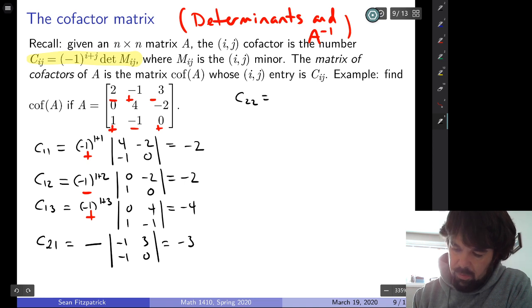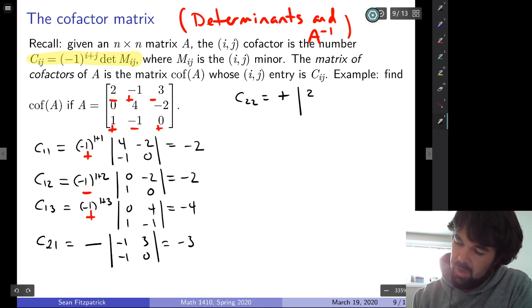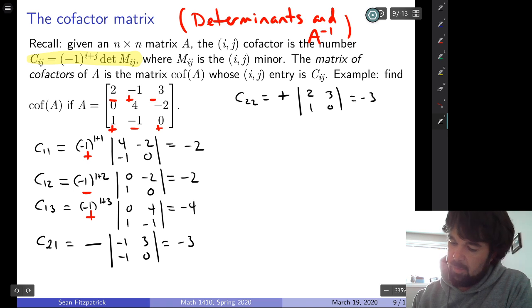C2,2. It's going to be plus sign out front. I get the numbers in the corners when I delete row 2, column 2. I get the 4 corners, 2, 3, 1, 0. That's minus 3.